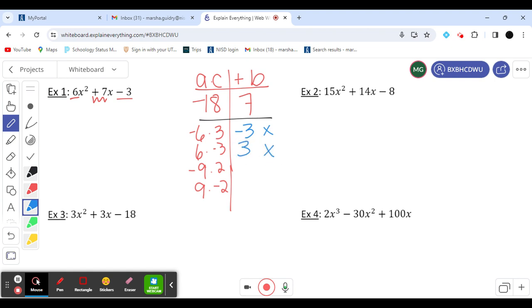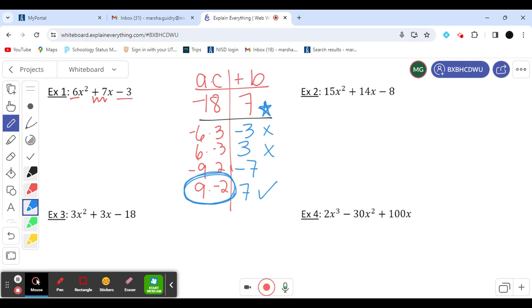Again, not what we wanted. Negative 9 plus 2 gives us a negative 7. Hey, that's closer because this is a positive 7, so we need to switch our signs. Change the sign to positive 9 times negative 2. That still multiplies to negative 18, but this time it gives us a positive 7, which is what we wanted. So these are the pair.